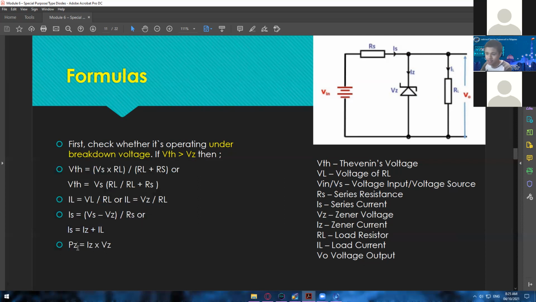And then for the PZ, it's very obvious. We just use the formula P is equal to I times V, the power formula. So PZ is equal to IZ times VZ. So with that, you'll be able to get the power across your Zener voltage.